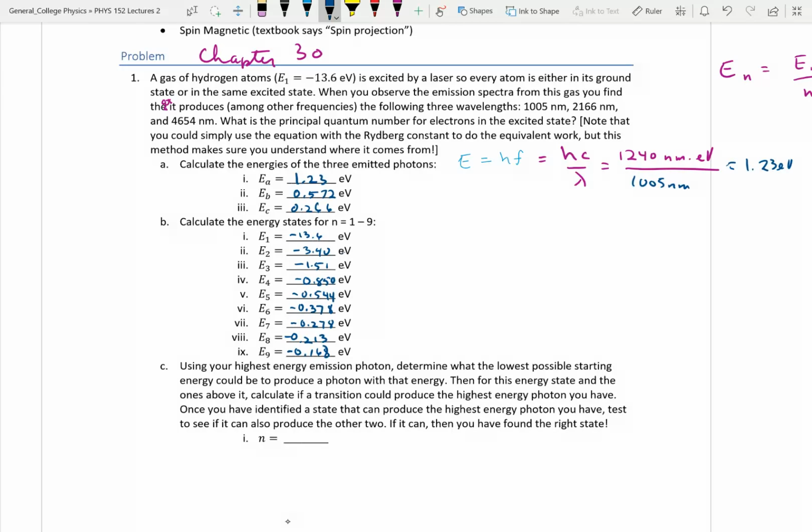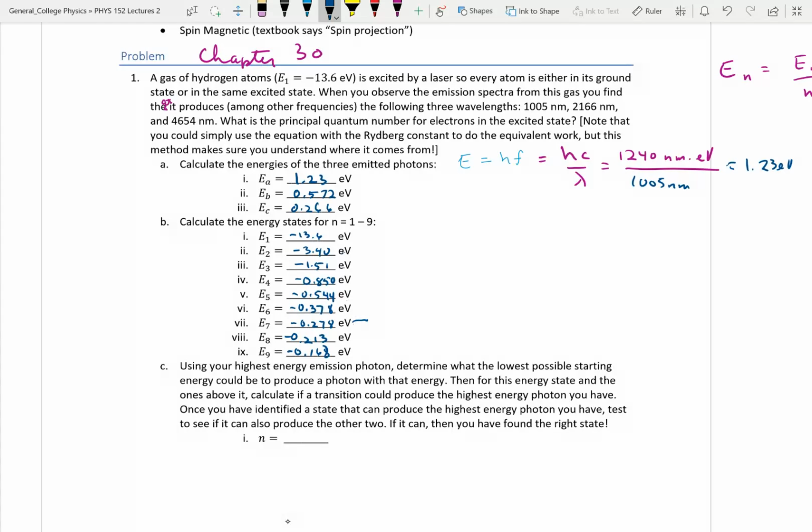0.85 to 1.5, well, that's too small. 0.85 to 3.4, that's too big. 0.54 and 1.51, that's 0.9 something. Right, so we keep going, and let's see, 0.378 minus 0.54 is, well, far less than 1. It needs to go to 1.51, and 0.378 minus 1.51 is going to be 1.1 something, not 1.23. And then 0.278 minus 1.51.